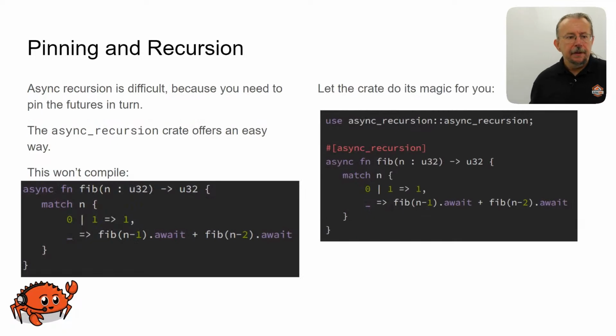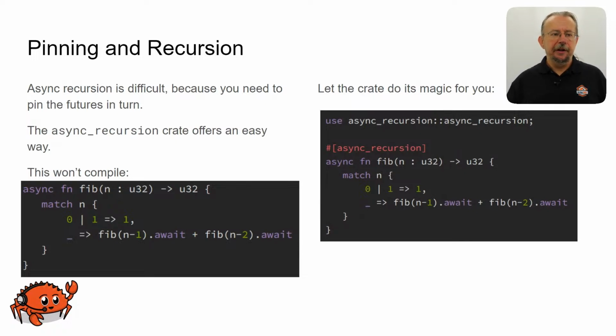So when you want to recursively call asynchronous code, this one tripped me up the first time I started getting into async. I wanted to see how it worked. The first option there, which is a Fibonacci number, this is from the async recursion crate example, will not compile because you're awaiting on yourself. The error message you get is actually pretty comprehensive and large.